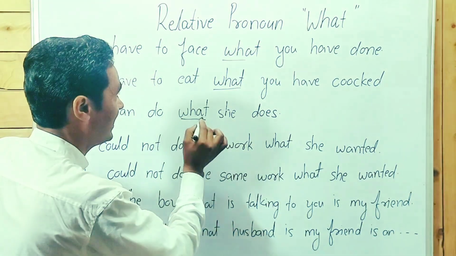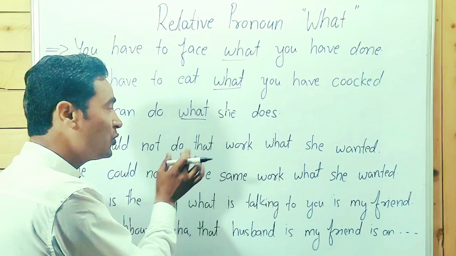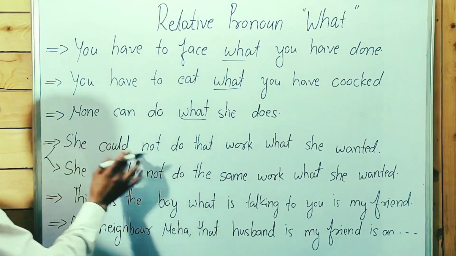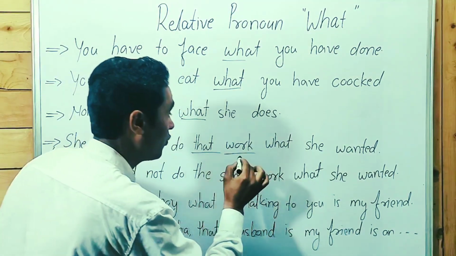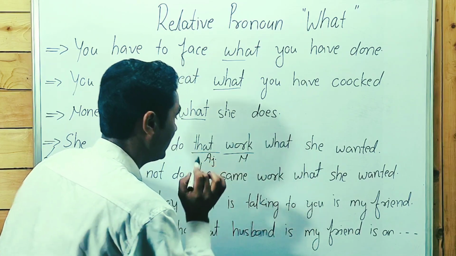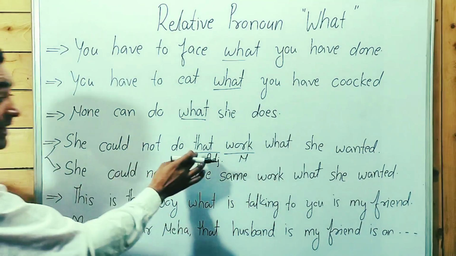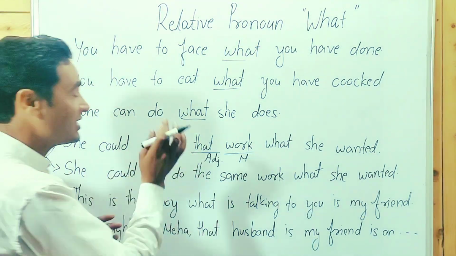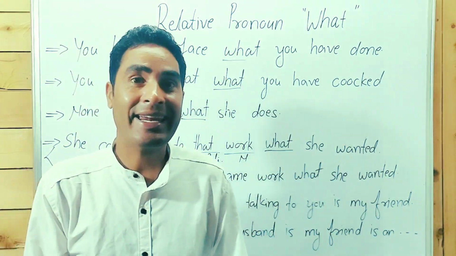She could, it's a relative pronoun. She could do that. She couldn't do that work what she wanted. Guys, point to be noted here: she could not do that work. Work is a noun over here. That is an adjective; that has been used as an adjective. She couldn't do that work. Work is a noun over here. What she wanted, it's an incorrect sentence.